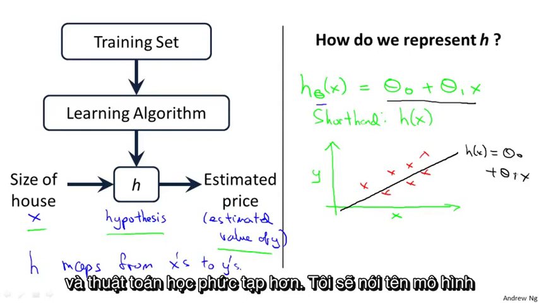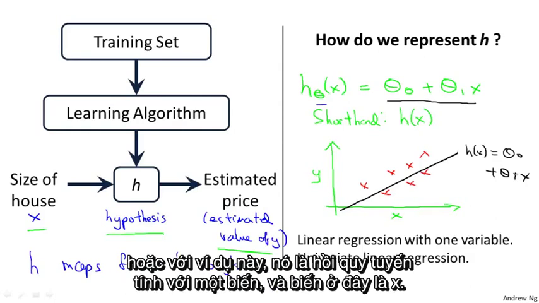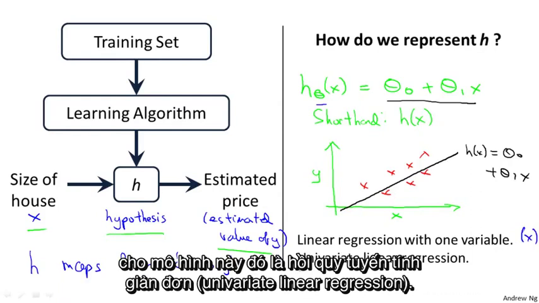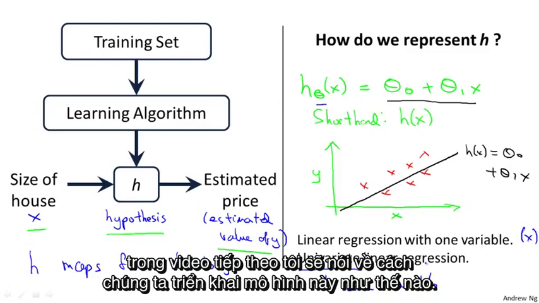Let me also give this particular model a name. This model is called linear regression, or this particular example is actually linear regression with one variable, with the variable being x. Right? So predicting housing prices as a function of the one variable x. Another name for this model is univariate linear regression, and univariate is just a fancy way of saying one variable. So that's linear regression. In the next video, we'll start to talk about just how to go about implementing this model.